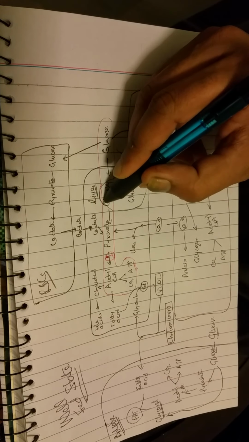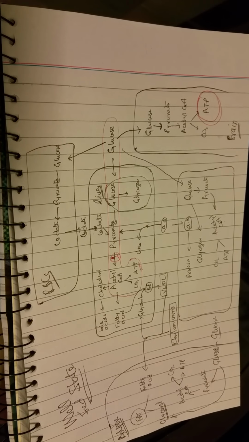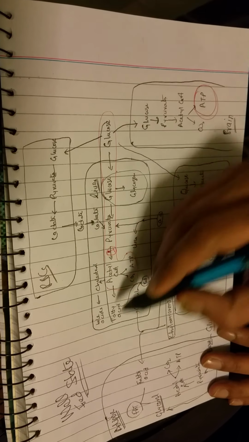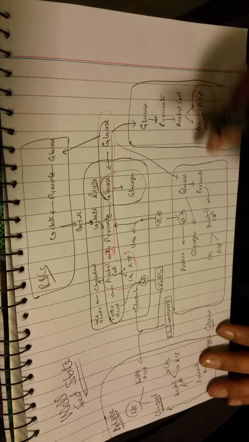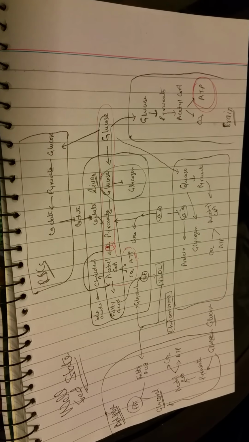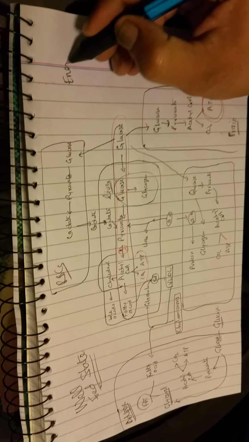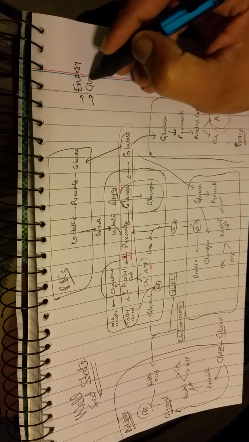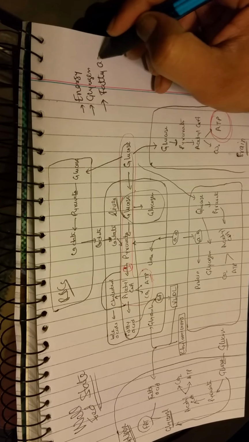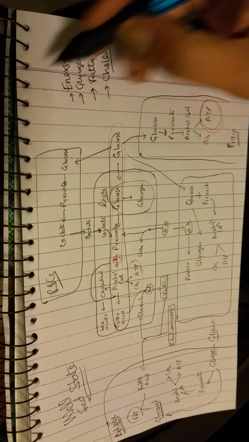Glucose is making glycogen. Third thing, glucose is making fatty acid. Fourth thing, glucose is making cholesterol. Okay. So what are the products of glucose in the liver? Energy, glycogen, fatty acid, cholesterol, and glucose.